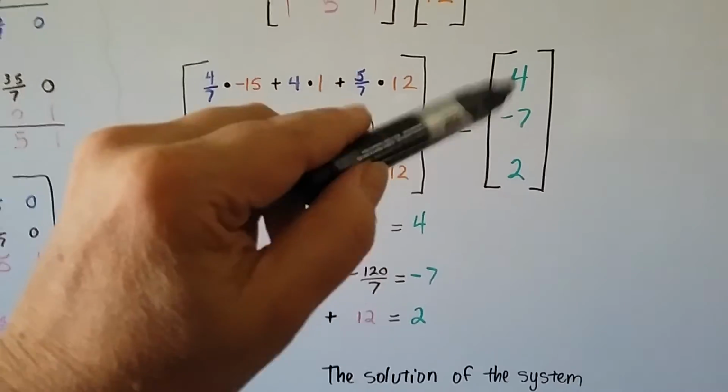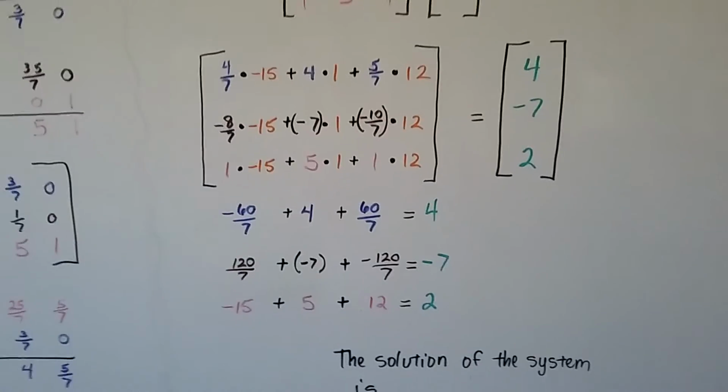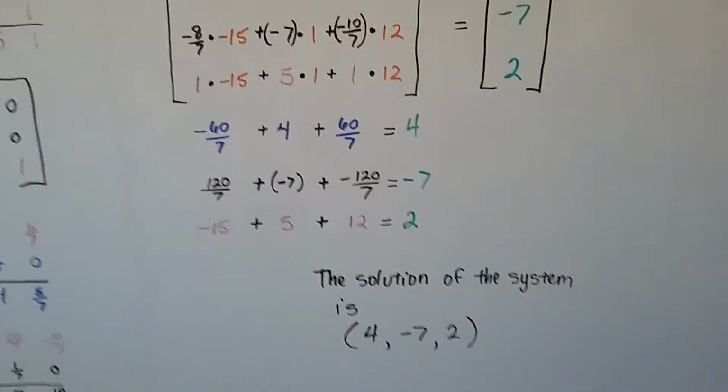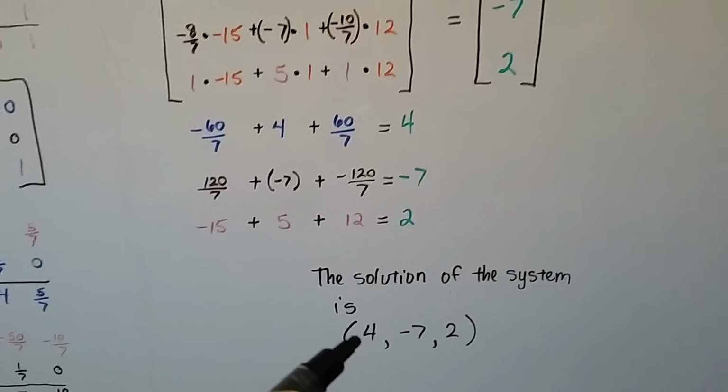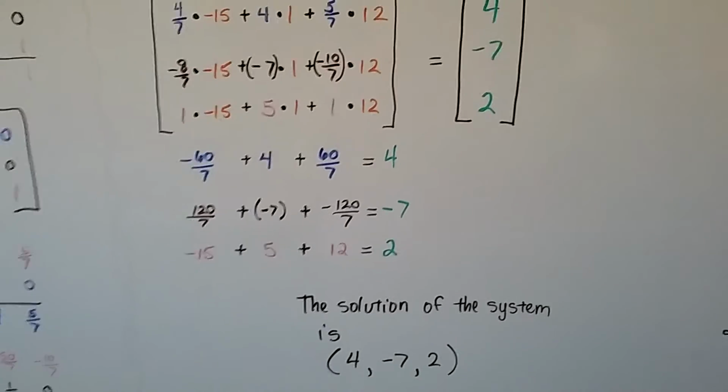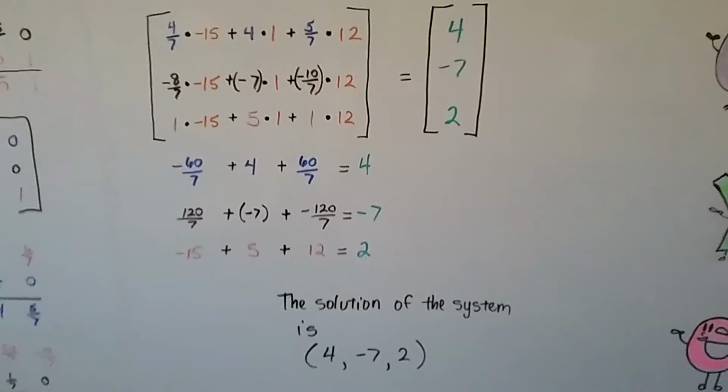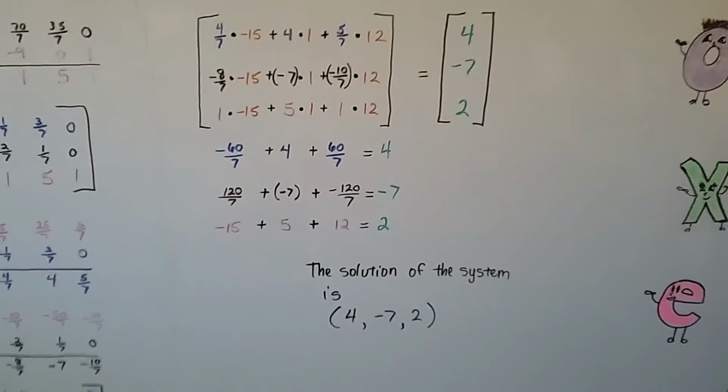So guess what? Look what we've got. We've got our x. We know what x, y, and z equal. So the solution of the system is a 4, a negative 7, and a 2. See that? We did it.